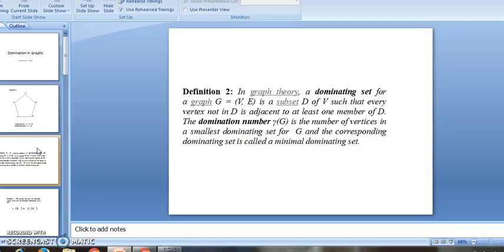Now we'll go on to the definition of dominating set. In graph theory, a dominating set for a graph G equal to (V, E) is a subset D of V such that every vertex not in D is adjacent to at least one member of D. The domination number gamma of G is the number of vertices in a smallest dominating set for G, and the corresponding dominating set is called a minimal dominating set.